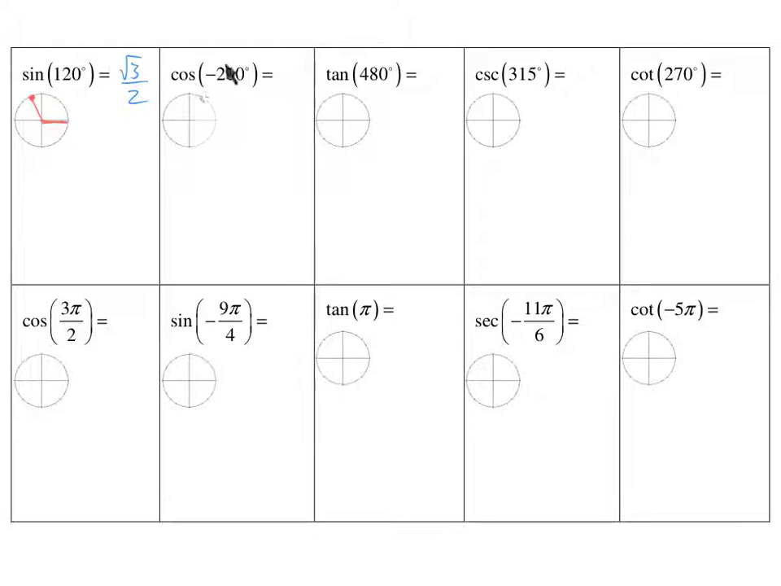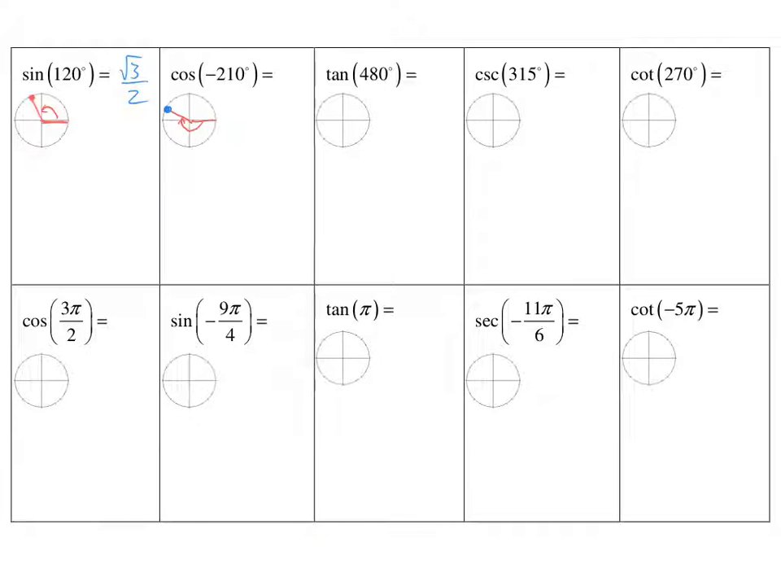So let's do this one. Cosine negative 210. So we first have to find 210. Is 210 normally right there? But we're doing negative, so we're going under. This one was over. This one is going to go under 210. So it's right there.